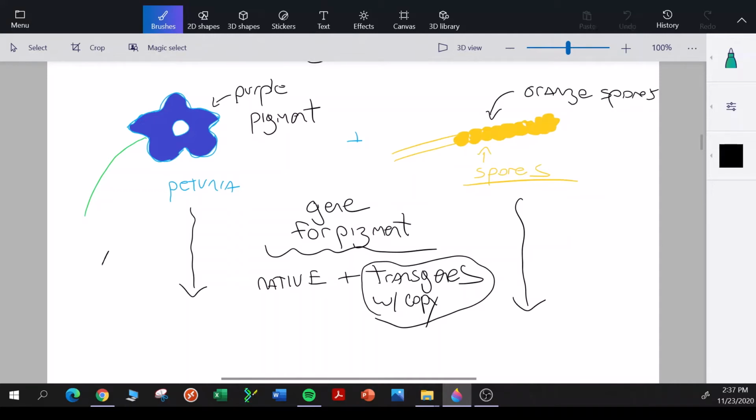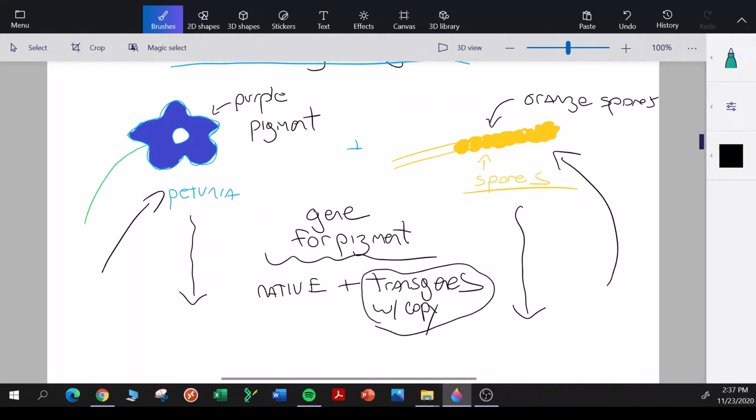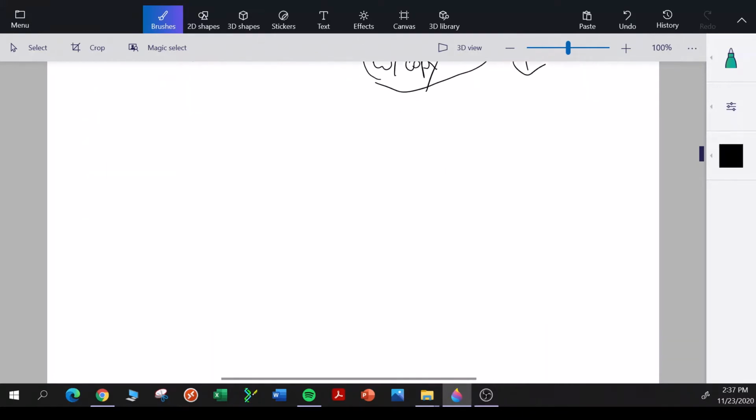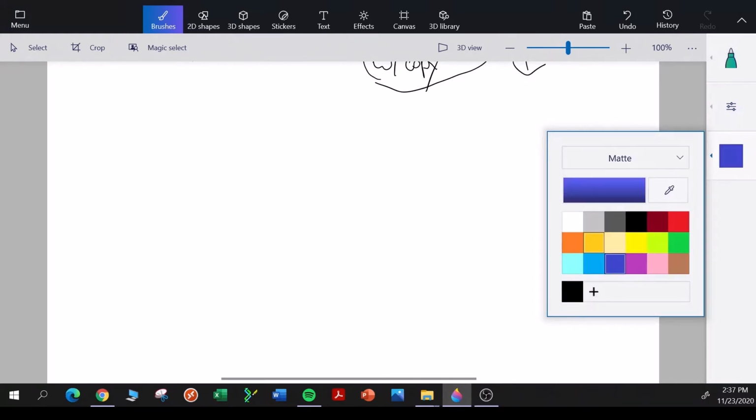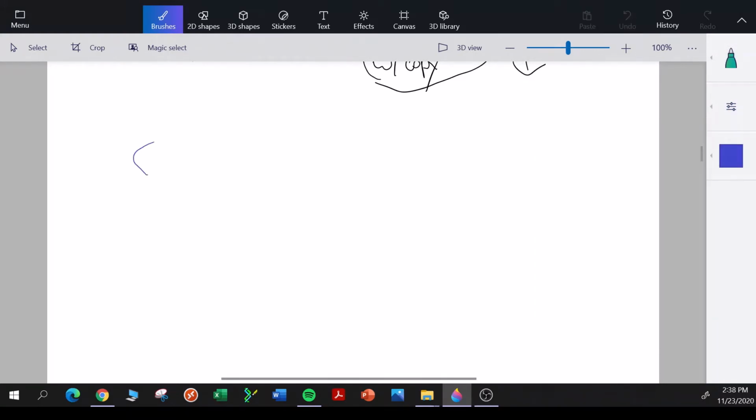In one case, it was petunia, the enzyme for purple pigment. In the other case, it was Neurospora crassa, the fungus, the enzyme for making the orange pigment. So sometimes it worked. Other times, however, it did not work. So the opposite phenotype was found. So in the case of the purple petunia, it's not a very good petunia flower, is it?